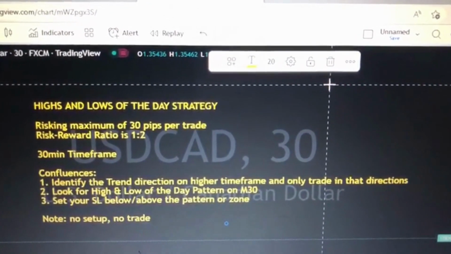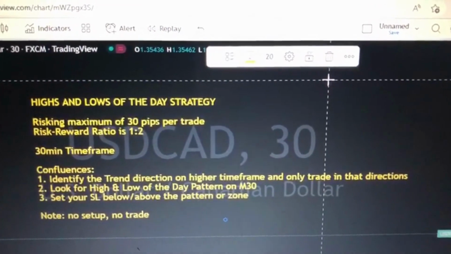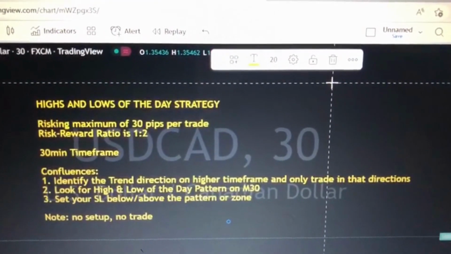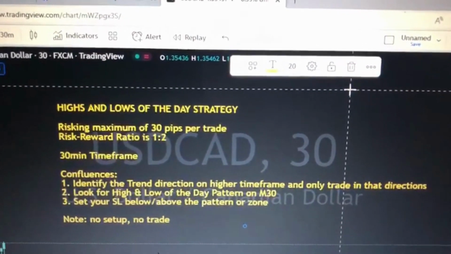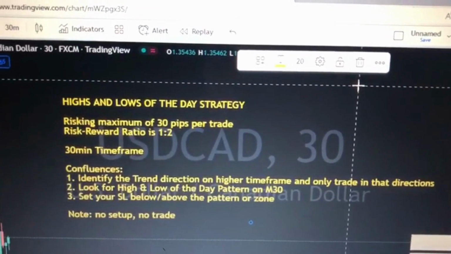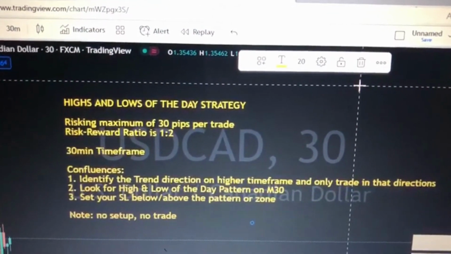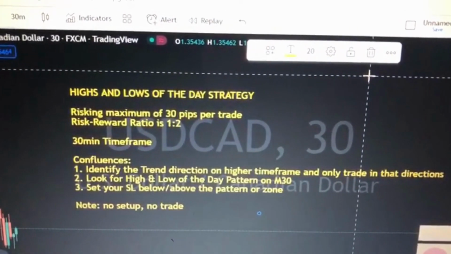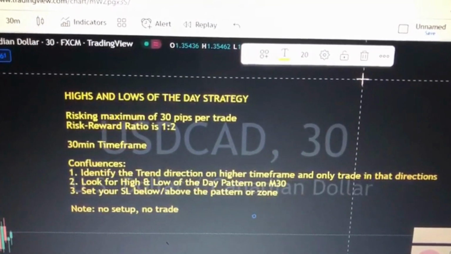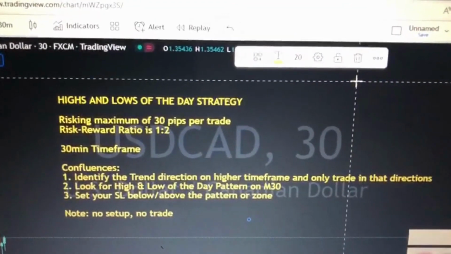I hope you are getting it. If the trend is an uptrend, you don't trade against the trend, you trade along the trend. So how do you trade along the trend? You have to follow some patterns, and that's what I'm going to be showing you. That's the highs and lows of the day strategy.